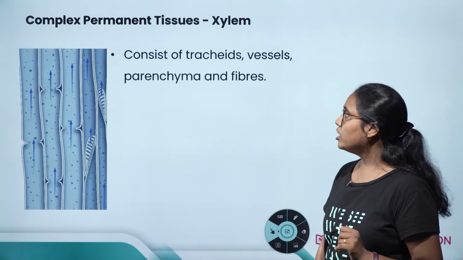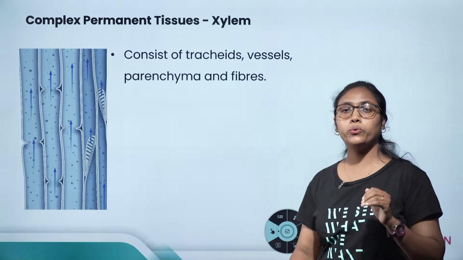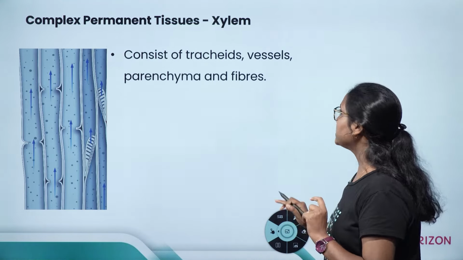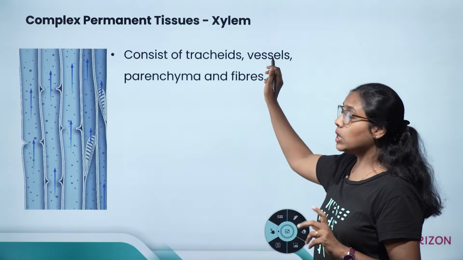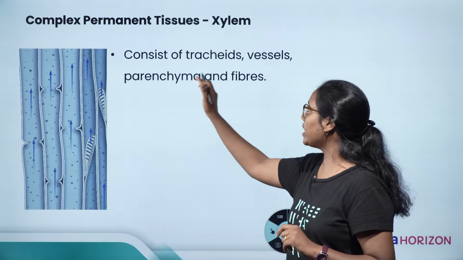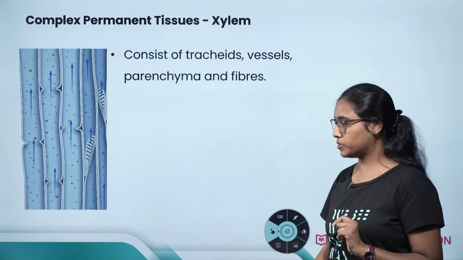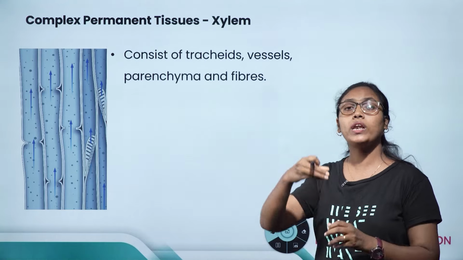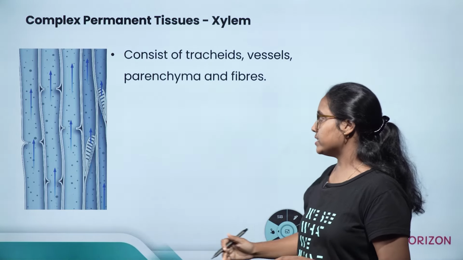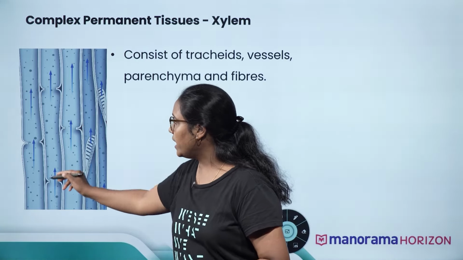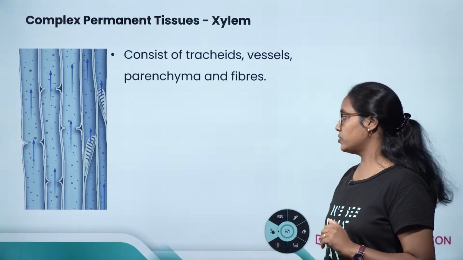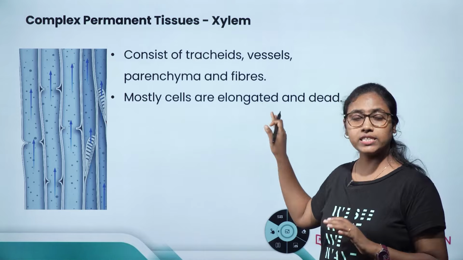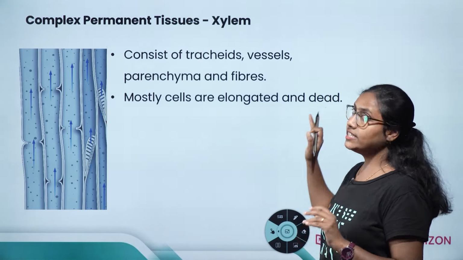Now, you can see here, as I told you, complex tissues have more than one type of cell. So, here xylem consists of tracheids, vessels, parenchyma and fibers. These tracheids, vessels, fibers are all elongated cells. You can see here the cells are elongated. Now, the next thing, mostly the cells are elongated and dead.